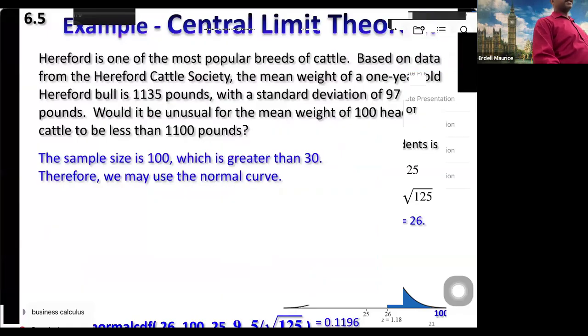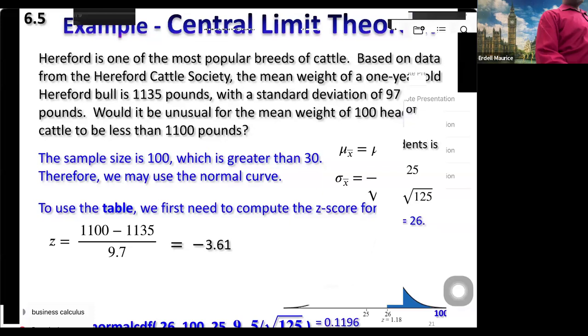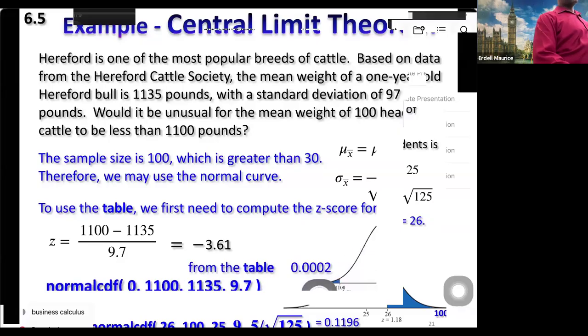And so the sample size is 100, that's greater than 30. So we're in business right here. And so we just plug in the mean and the standard deviation. Again, 9.7. By the way, the results will be very different if you use 97. Yes? And then, again, we don't have to find the z-score, but that's the z-score right here. Notice a very small area is being shaded down there. And so 0.0002. Questions?